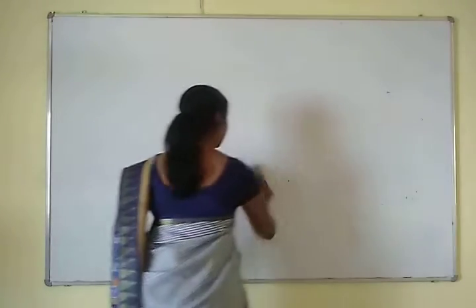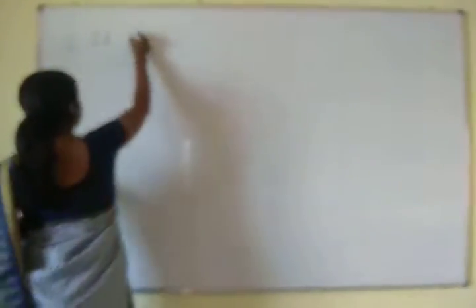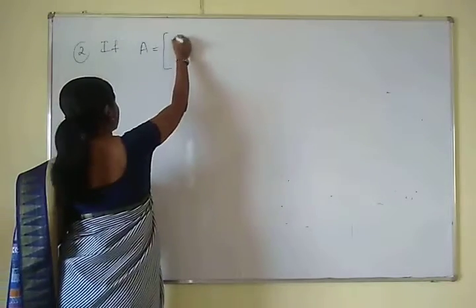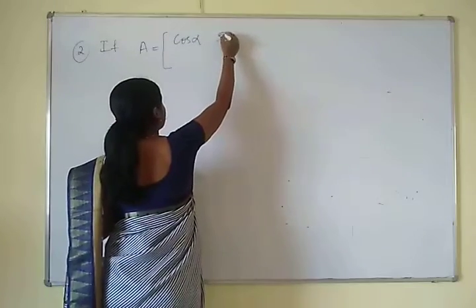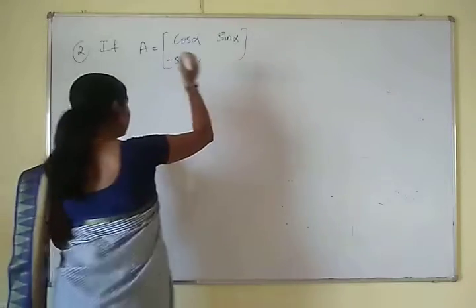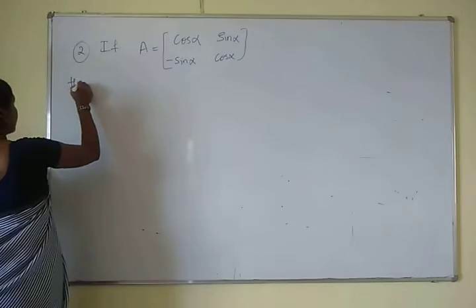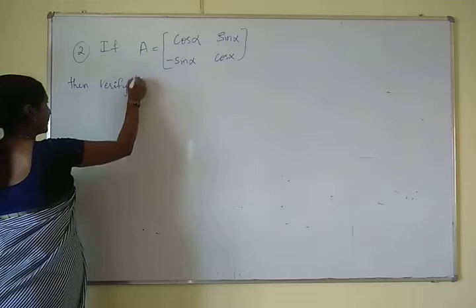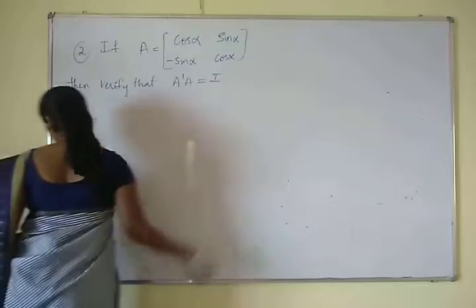So let's get started. Second question is, if matrix A is equal to cos alpha, sin alpha, minus sin alpha, and cos alpha, then verify that A dash into A is equal to I.